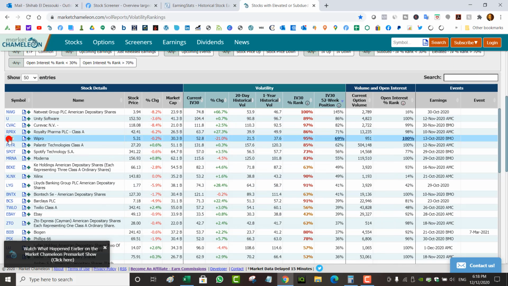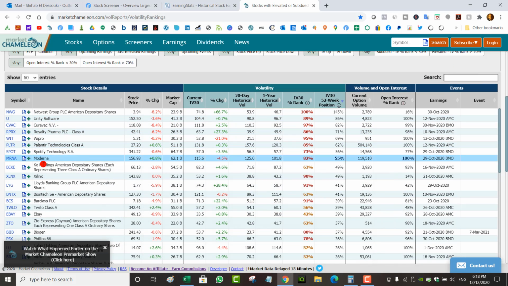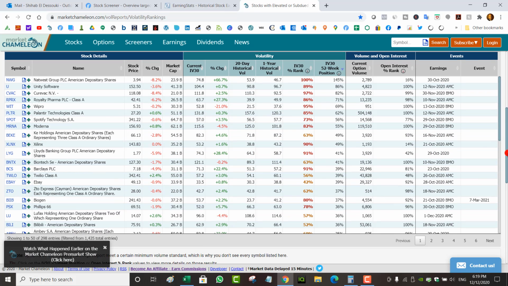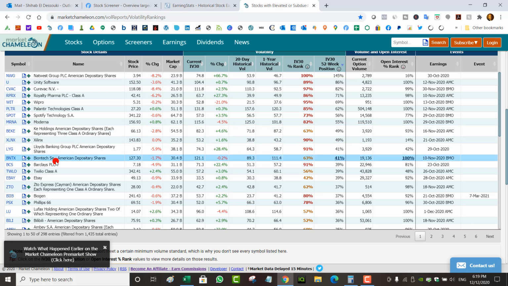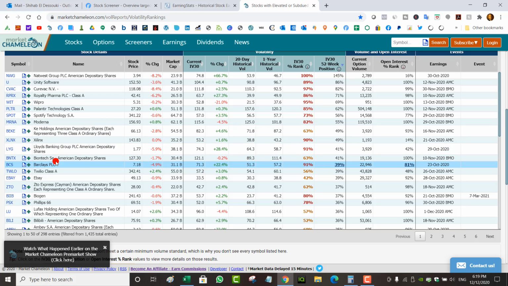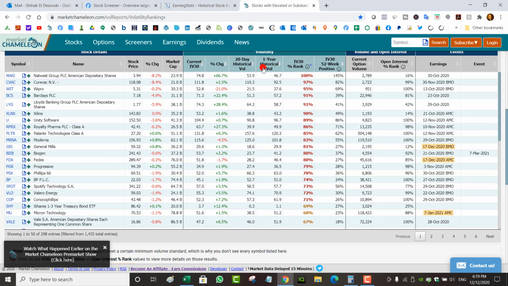So Unity Software, you've got Palantir, got Spotify, Moderna. You've got Twilio, but it just keeps flying. So it would have been a good trade if you did it before it started flying. Could have closed it easily by now. Let's sort on this column here instead. You've got Unity Software again. You've got FedEx, so it has earnings next week.